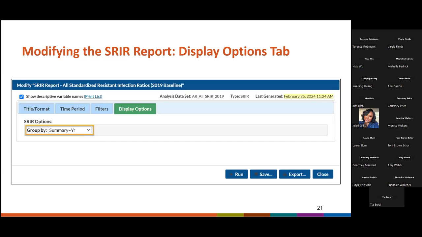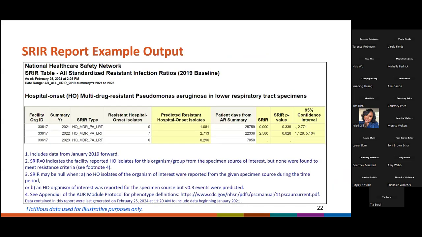Again, SRIRs are available by quarter, half year, year, and cumulative, and the default setting is by quarter. Please note that users do not have the option to generate rates or SRIRs by month. Based on our modifications, the output displays data for 2021, 2022, and 2023. All 21 SRIR tables were included in the output, so I scroll down to find the hospital onset multi-drug resistant Pseudomonas aeruginosa and lower respiratory tract specimens table.